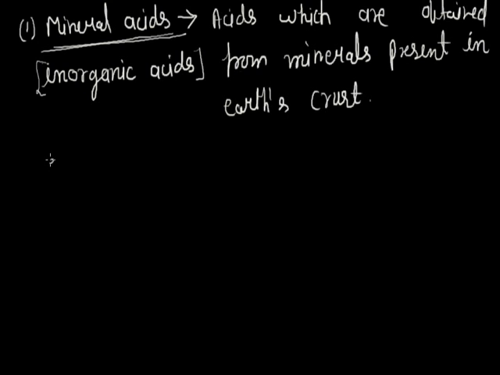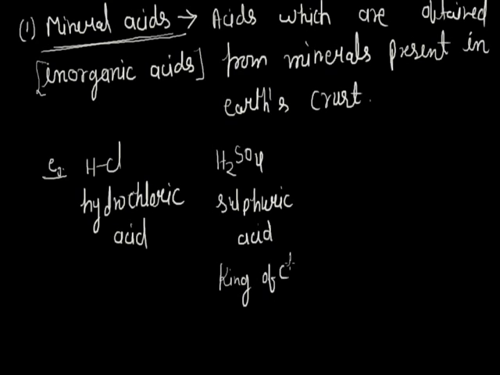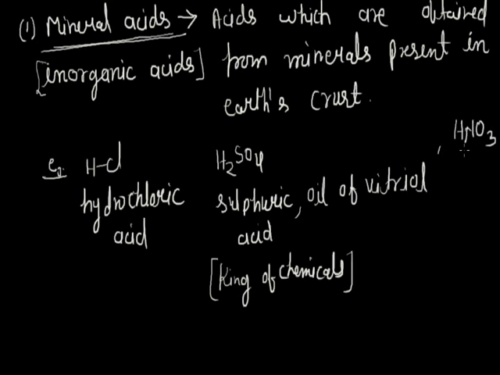For example, HCl, that is hydrochloric acid. H2SO4, it is called sulfuric acid or king of chemicals. Another name is oil of vitriol. Next is HNO3, its name is nitric acid. So all these acids are obtained from minerals that are present in the earth crust.